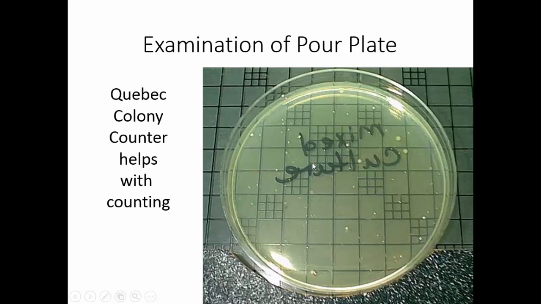Sometimes the use of a Quebec colony counter helps you with counting your organisms. The Quebec colony counter is just something you put your plate on, and you'll have these little squares in the background so that you can count the colonies in a square and then move to the next square and so on.